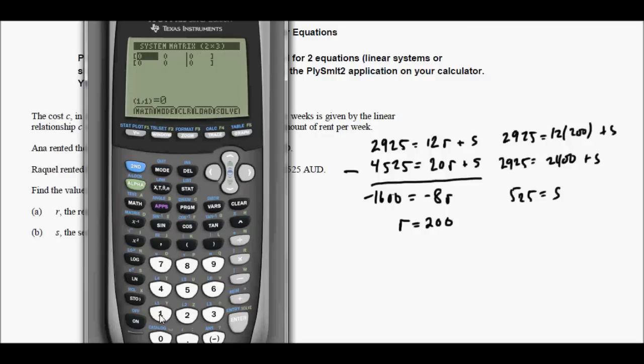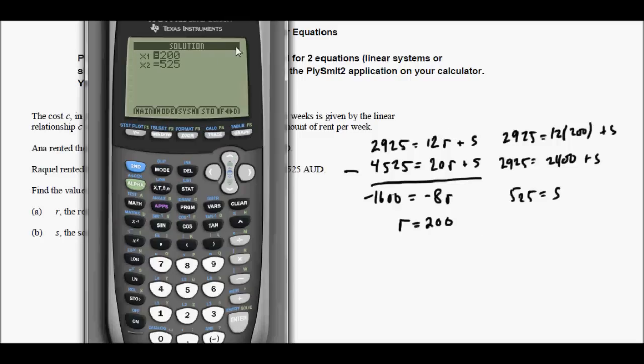So you enter the right side here. I wrote it differently, but the total is always going to be on the right here. So it's going to be 12, enter, 1, enter, 29.25, enter, and then the other one's going to be 20, enter, 1, and then what is it, 45.25, enter, and then boom, just solve it, and it gives us 205.25, which was our answer.